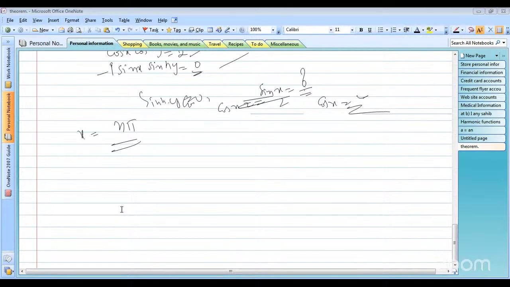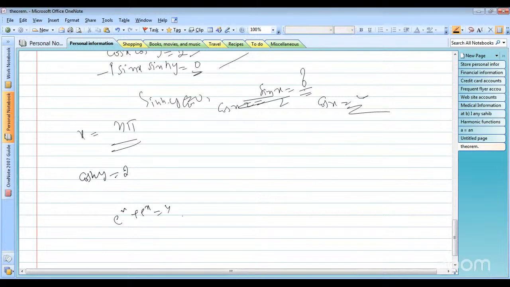So x is equal to n pi, where n is an even integer. You take n is equal to 2m. This in turn implies cos hy, the hyperbolic function, is equal to 2. So therefore, I am writing e power y plus e power minus y is equal to 4. That is, e power 2y minus 4 e power y plus 1 is equal to 0.